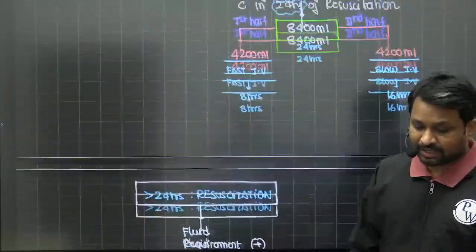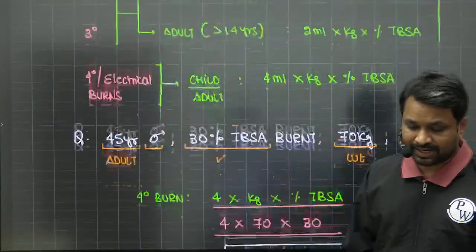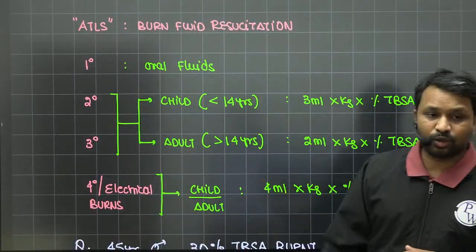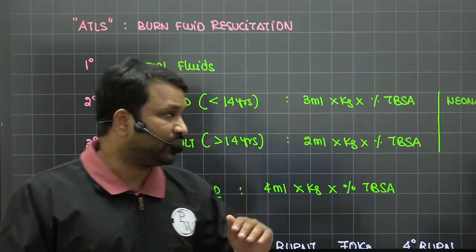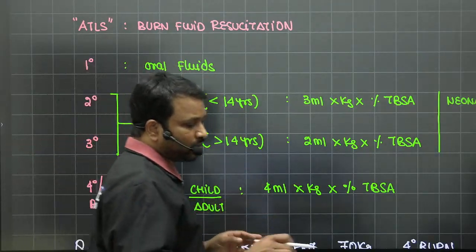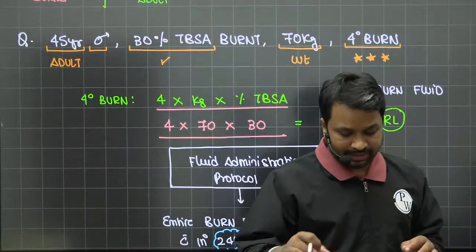So we started the resuscitation protocol with the ATLS formula. We looked at how the ATLS formula has been designed based upon the percentage of total body surface area burnt, and how the complete fluid is being calculated. Okay?